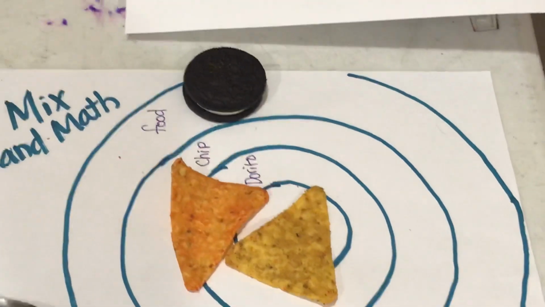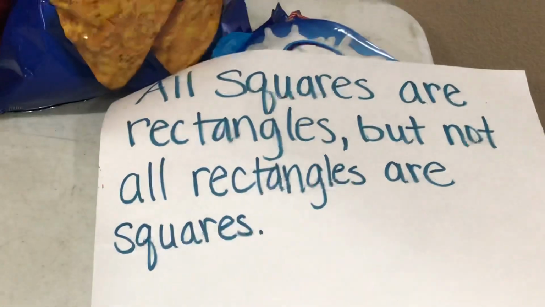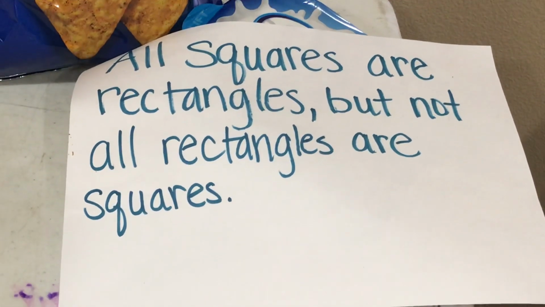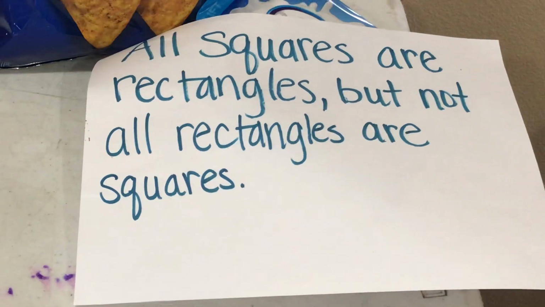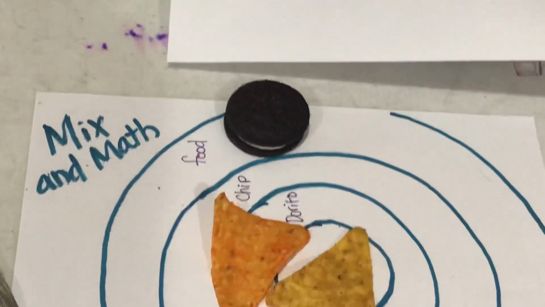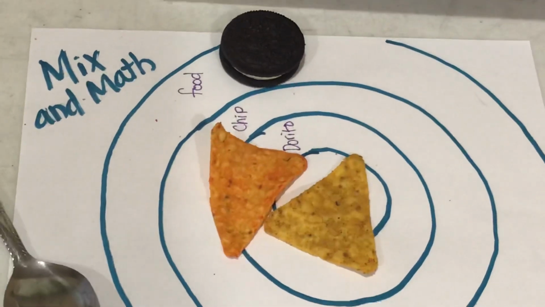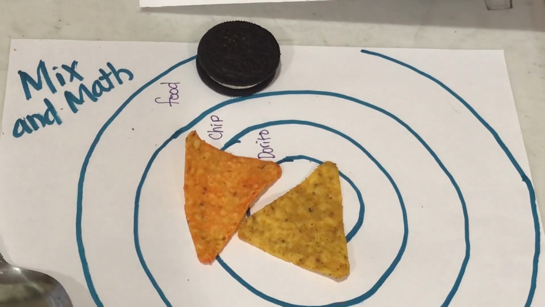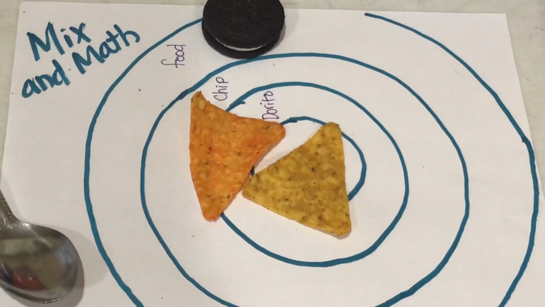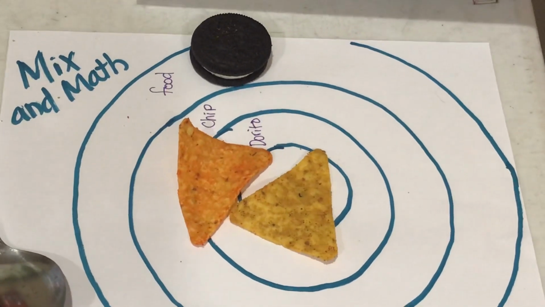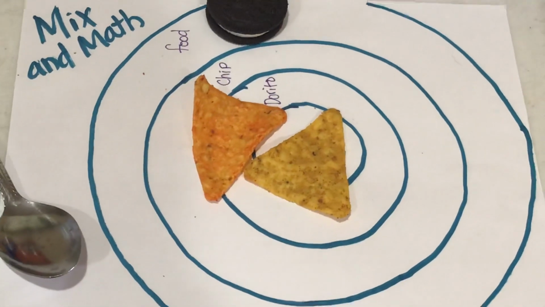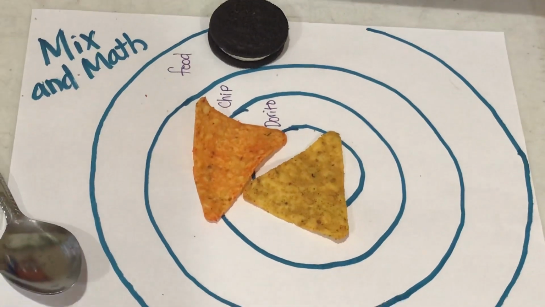So when we think about rectangles, a rectangle has two pairs of sides of equal lengths. It also has two pairs of parallel sides and four right angles. So hopefully you remember all these attributes of rectangles. But squares also have the same characteristics. So a square is just a specific type of rectangle, just like the Dorito is a specific type of chip.